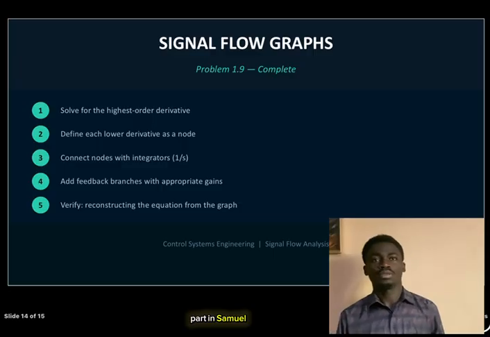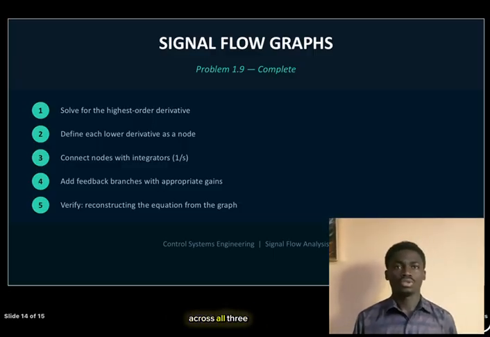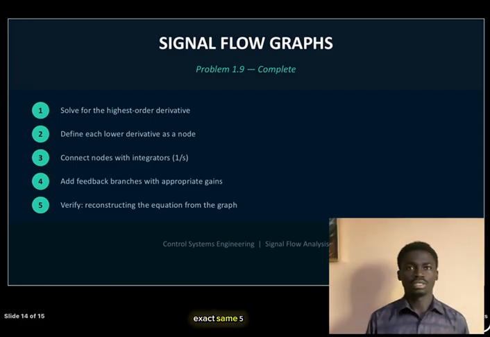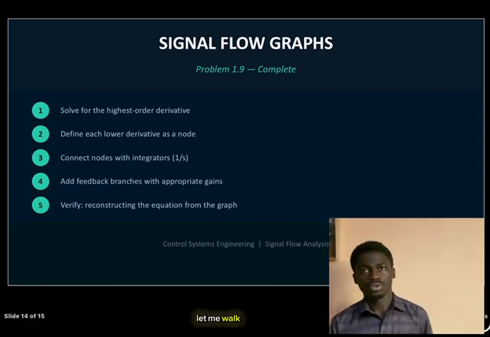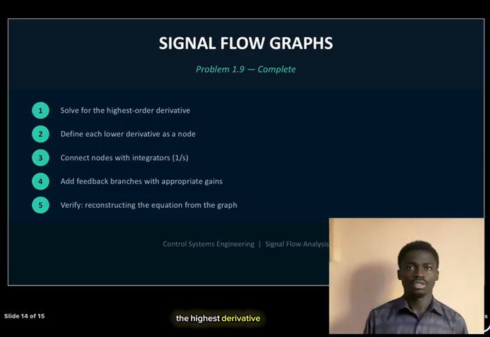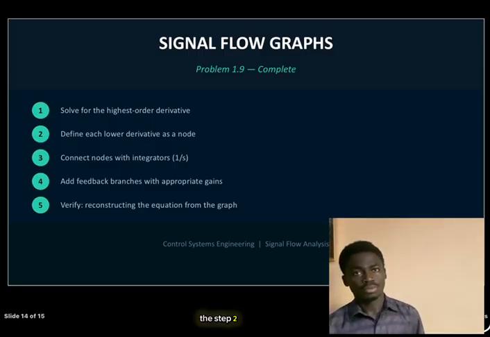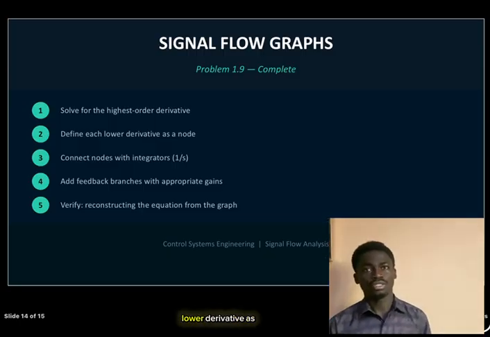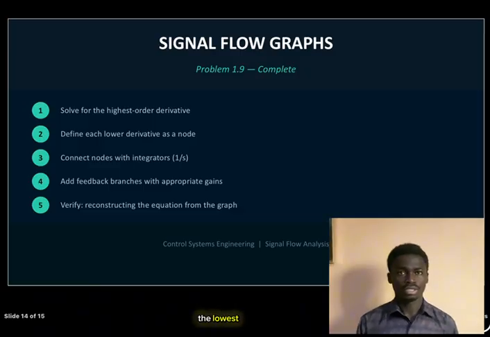My name is Partin Samuel Dakwa, and I'll bring today's presentation to a close. Across all 3 examples, we use the exact same 5-step method every single time. Let me walk you through it one final time. Step 1, solve the highest derivative. It becomes the input node of the graph. Step 2, define each lower derivative as a node. Work downward from the highest to the lowest.